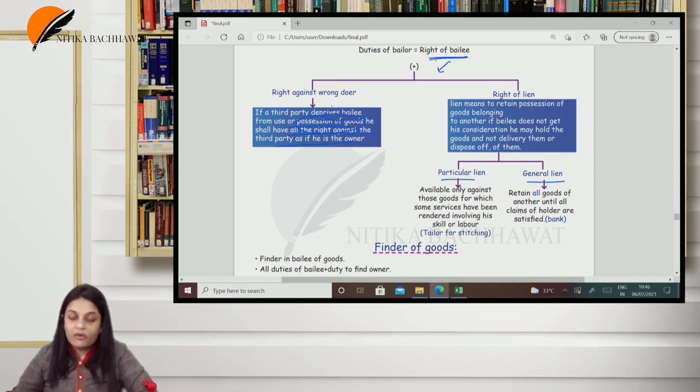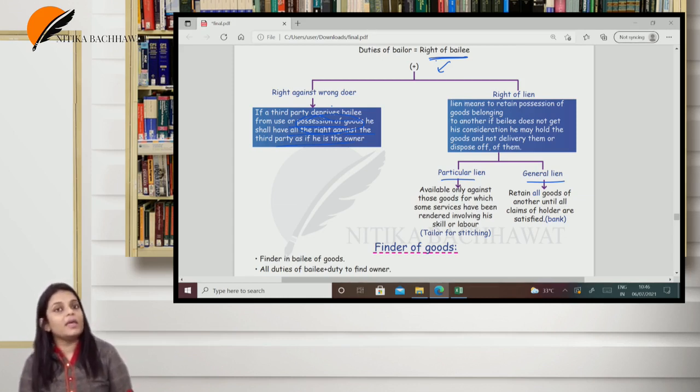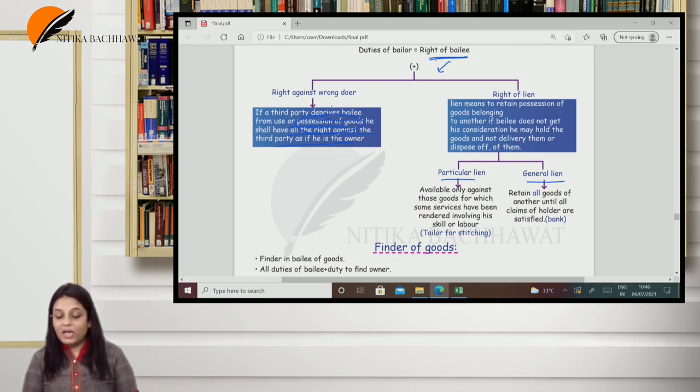But general lien means it is over the general account. Now please understand, general lien is one type of lien which cannot be exercised by everyone. General lien can be exercised only by banks or CAs, such professionals, only by them. General lien means they have a lien over your general account.